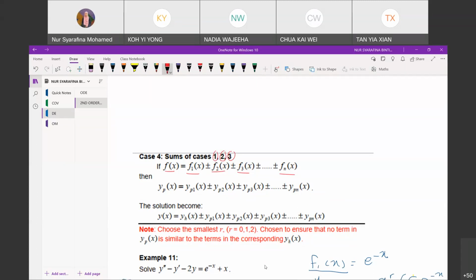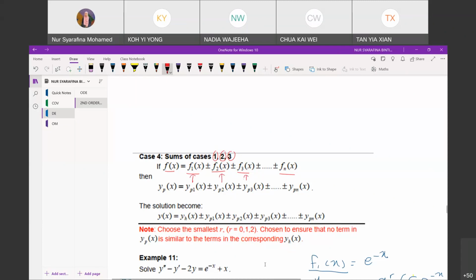So now, if your right-hand side function is a combination between case 1 and case 2, or case 1 and case 3, or case 2 and case 3, or all of case 1, case 2, and case 3, then your yp should be yp1 plus yp2 plus yp3, according to each function here.